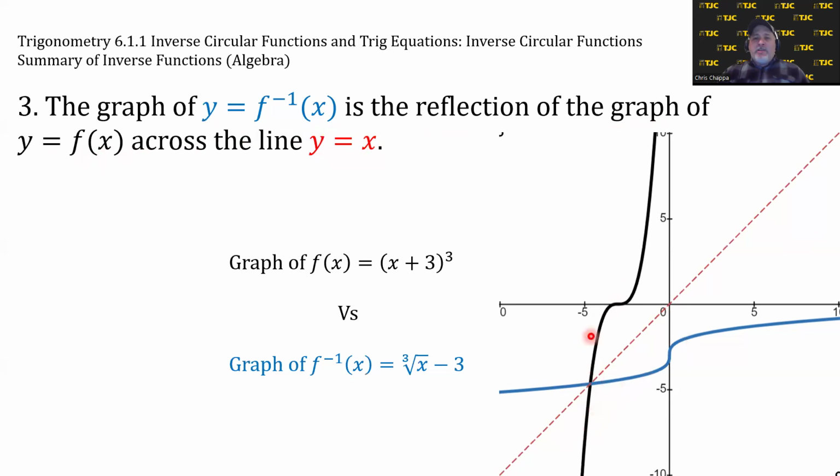Quick example, the black one is f of x equals x plus 3 quantity cubed, and its inverse is the cube root of x minus 3. Notice they are mirror images when you reflect them across the red line.